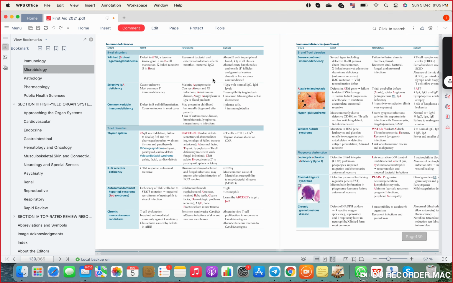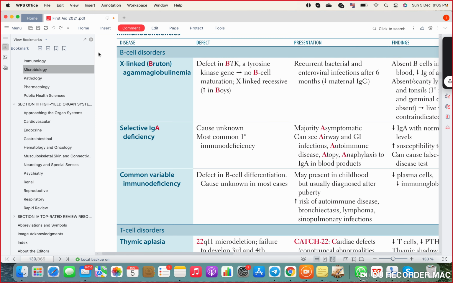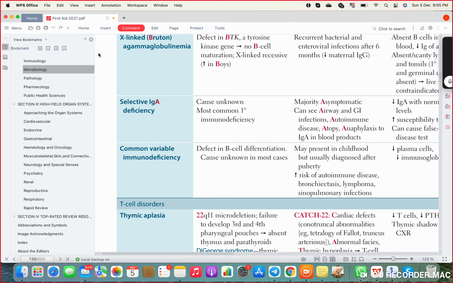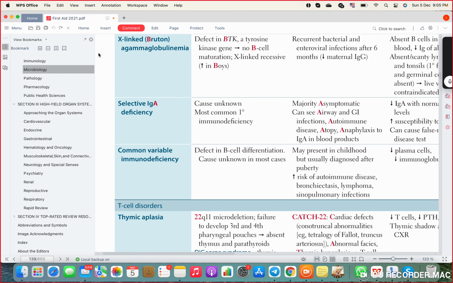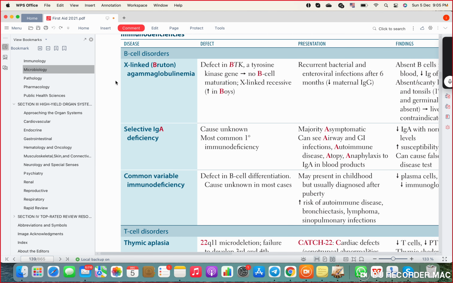Nice. Well, the next thing we'll speak about is immunodeficiency. I hope you know. First of all, I will not go over all of them. I will just give you the points you need. So, how can you differentiate on the exam between X-linked agammaglobulinemia and common variable immunodeficiency?